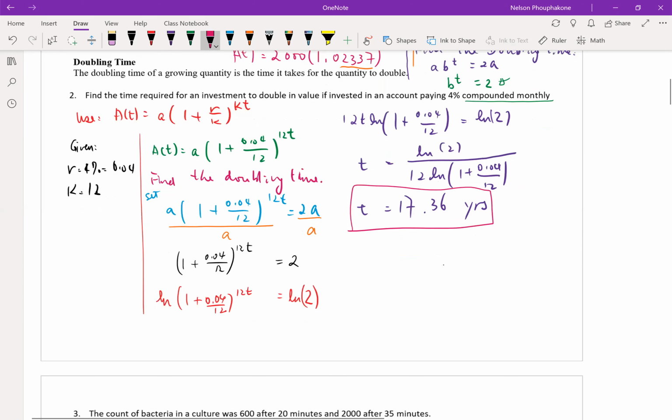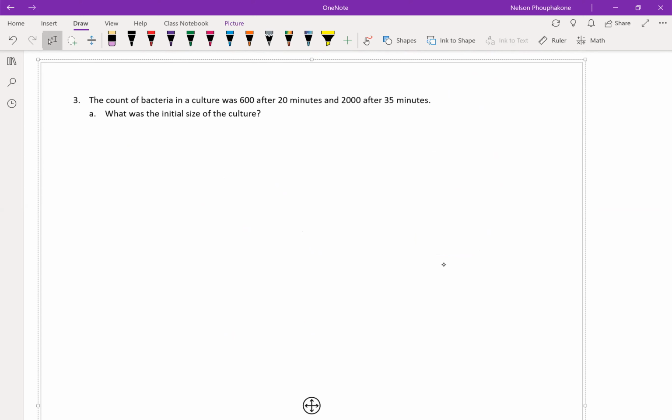Okay, now let us look at another example. The count of bacteria in a culture was 600 after 20 minutes and 2,000 after 35 minutes. So how do we work on this problem? For the first step, I am going to use the model f(t) equals a times b to the t, where t is in minutes.